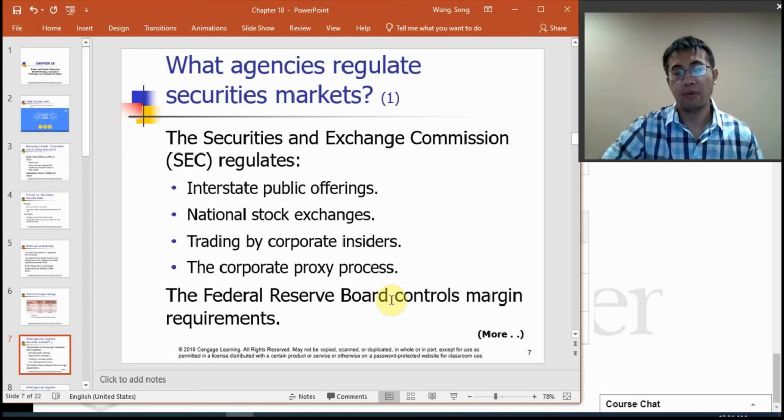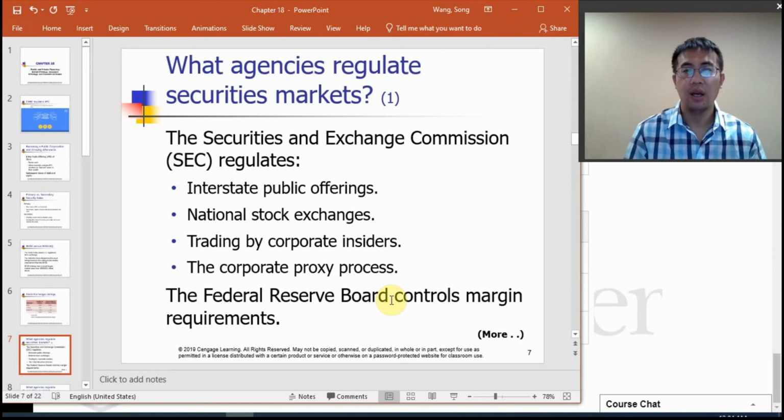And the Federal Reserve Board, which is the central bank of this country, controls margin requirements. The margin requirements basically regulate how much you can borrow to buy the stocks. With some brokers, you can borrow up to half of your investment, or some brokers would lend more, depending on the time. I think right now, if you want to trade stocks on margin, it should be the 50% margin requirement. That means you can use $50 of your own money and borrow another $50 from the broker, then you can buy $100 worth of stock.